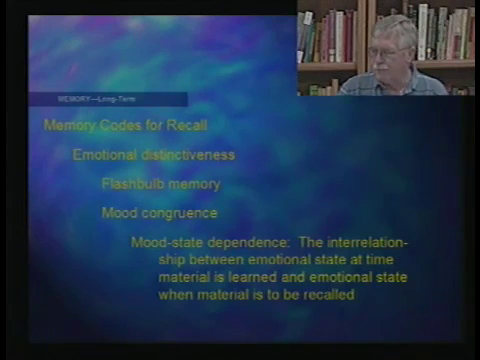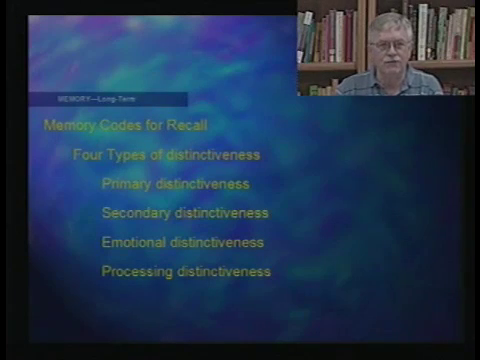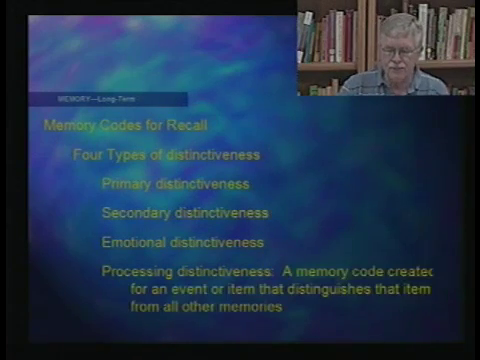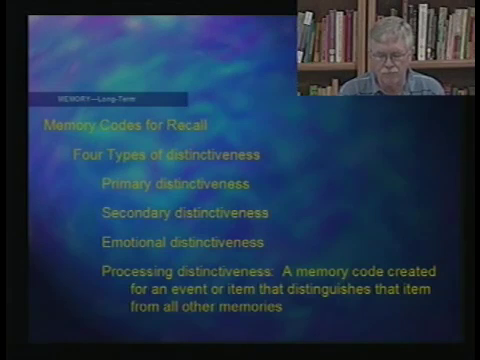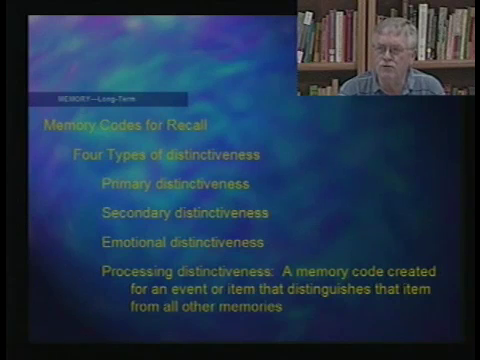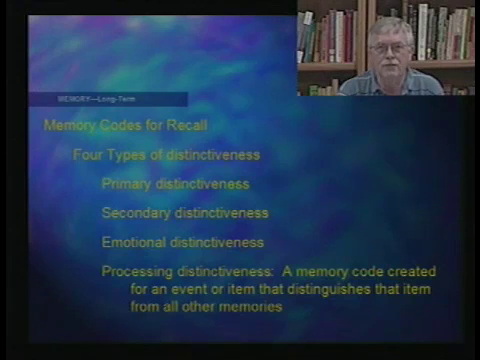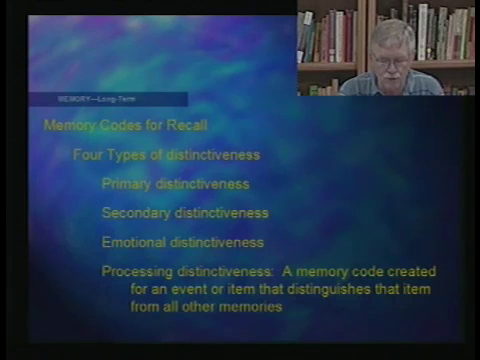And finally then, we have one other, and that is what's called processing distinctiveness. This is essentially a memory code that is created for an event or an item that distinguishes that item from all other memories. In this case now, we are using processing itself to lend uniqueness to the memory, making it easier to retrieve it when we need it and to retain it as long as we wish to.